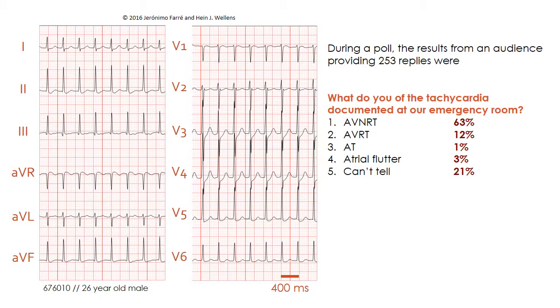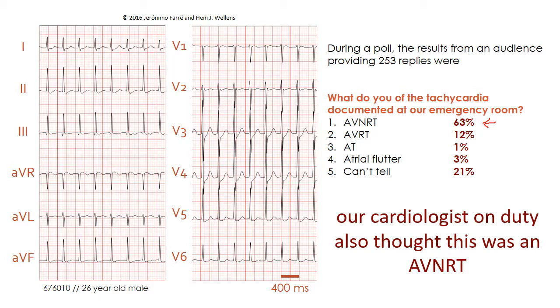This case was discussed during an interactive voting ECG session, and the great majority of people in the audience, 63%, thought that this was an AV nodal reentry tachycardia. In fact, our cardiologist on duty also thought that this was an AV nodal reentry tachycardia. Note, however, that a significant number of people, as many as 21%, declare that they couldn't tell what was the type of supraventricular tachycardia in this case.